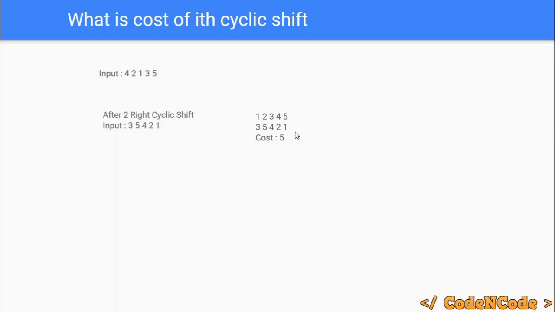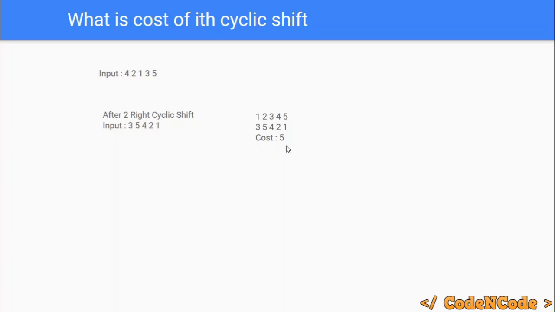So what does it mean? It means none of the elements are on their respective positions. So you need to change the first element in the array, you need to change the second element, similarly the third, fourth and fifth. So you need to change 5 elements. That is why the cost is 5.